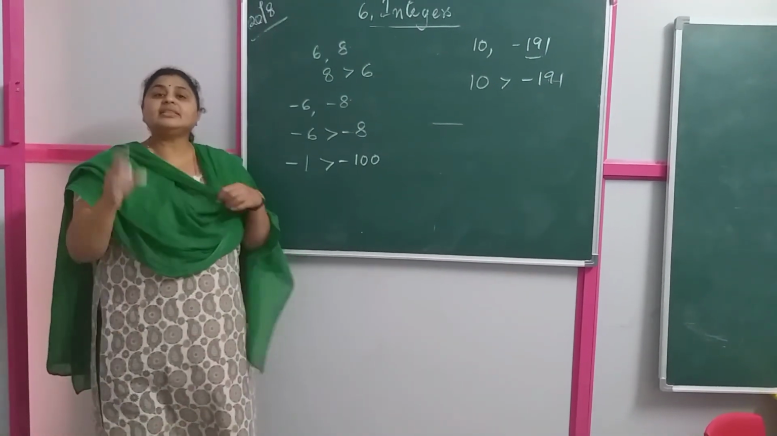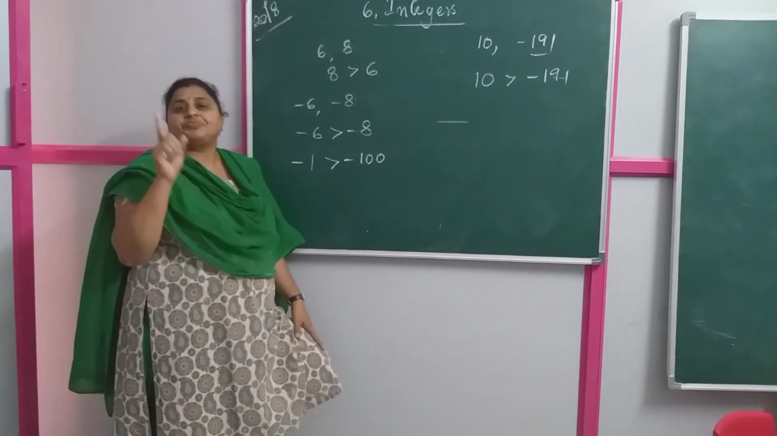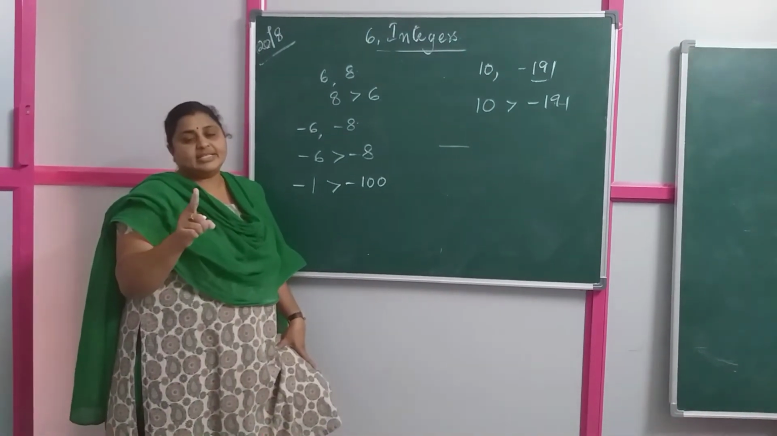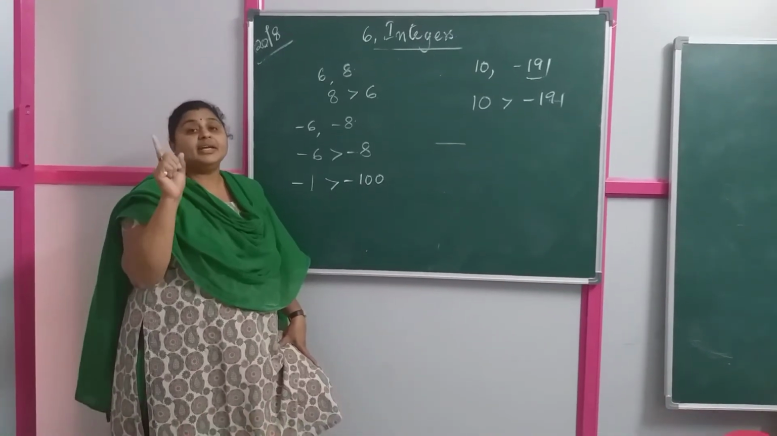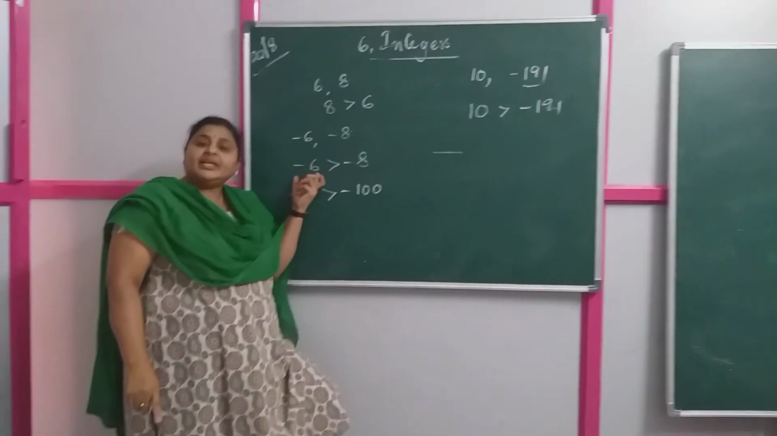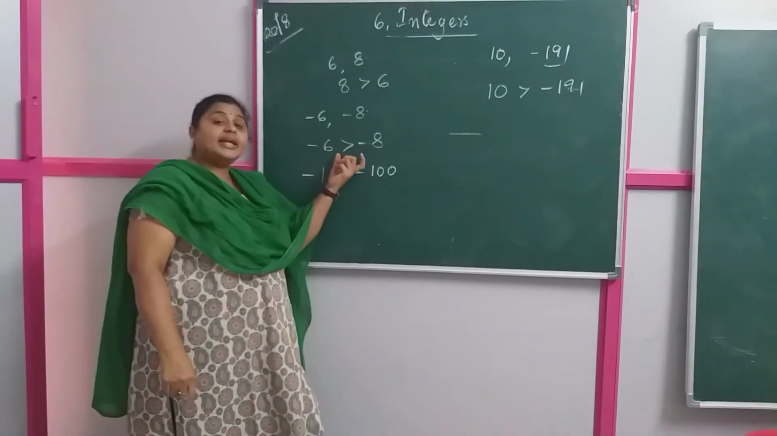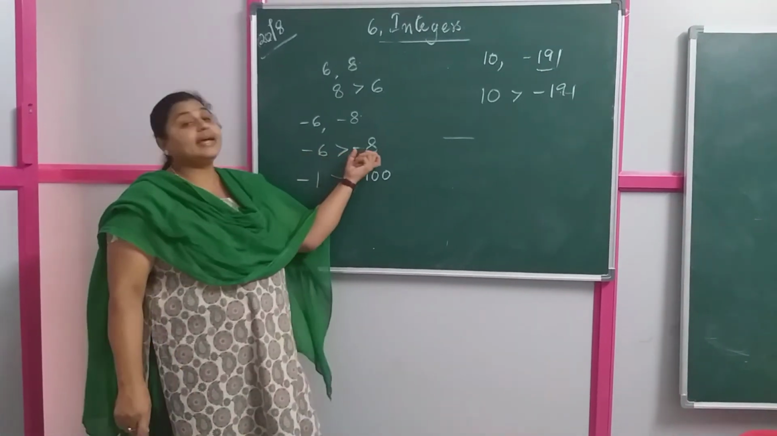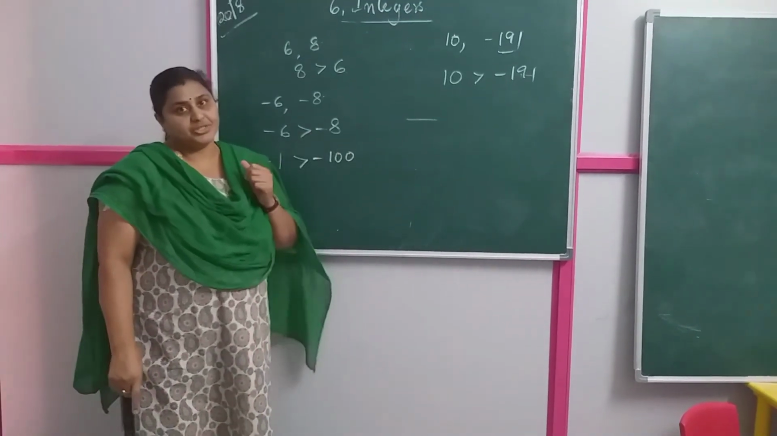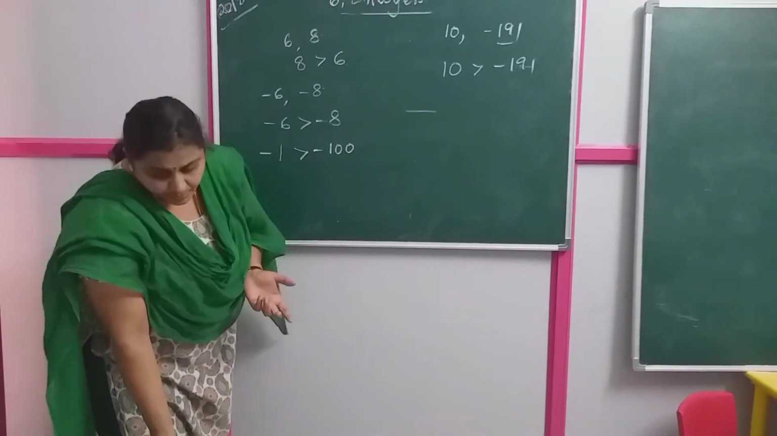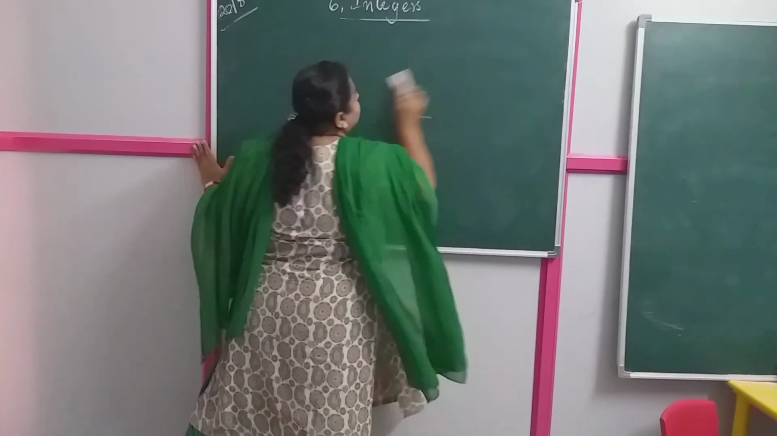So when you are comparing integers, keep in mind, children, 0 is greater than all negative integers, and positive integers are greater than the negative integers. And when comparing two negative integers, the smaller negative integer will be the greater one. Here 6 is smaller than 8, but minus 6 is greater than minus 8. This is how you will compare the integers. Got it, children?